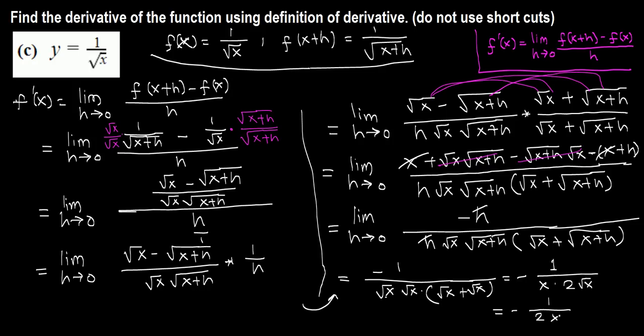So we add the exponents: x raised to 1 times x raised to 1/2, 1 plus 1/2 is 3/2. So x raised to 3/2. So negative 1 over 2 times x raised to 3/2. That's the final answer.